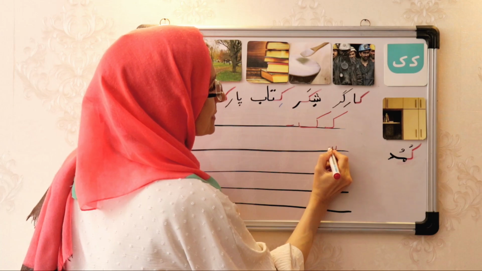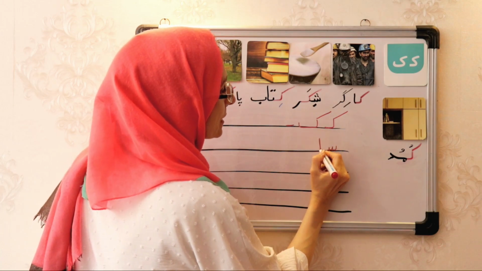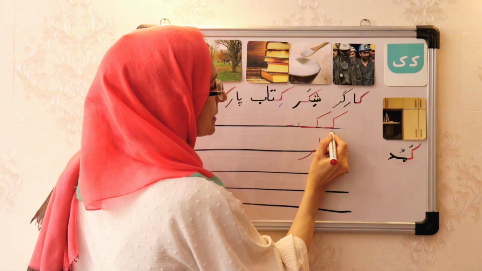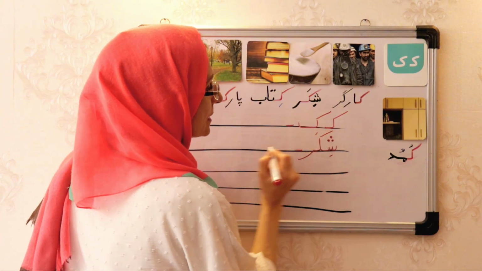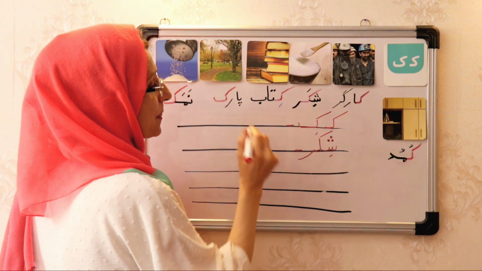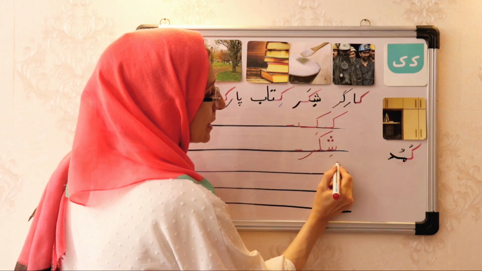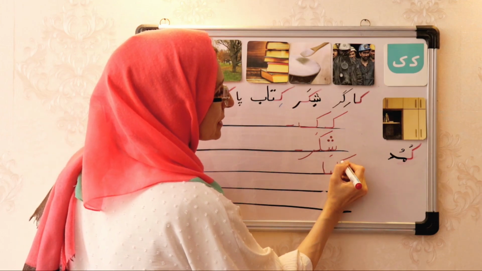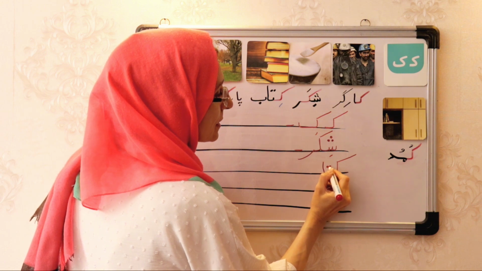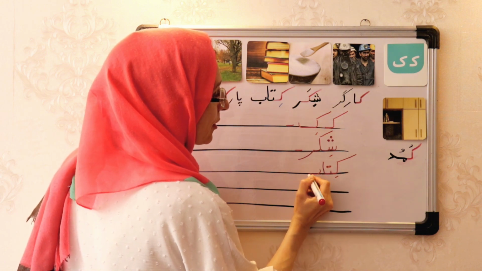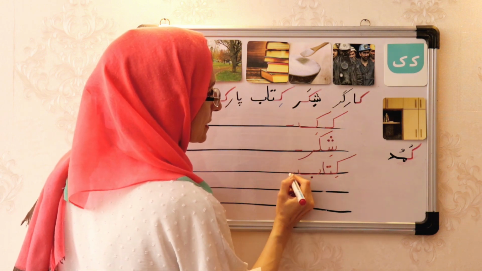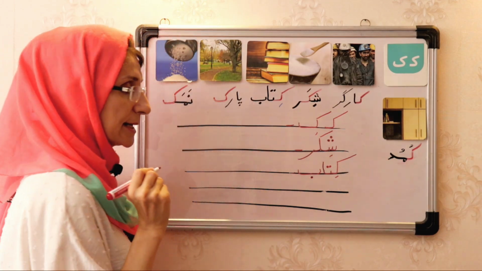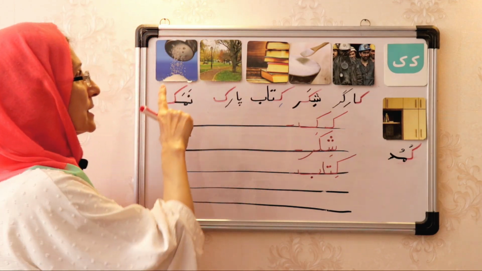شکر means sugar. شکر. کتاب. Write the whole form, then return back. شکر. کتاب. And salt, نمک.